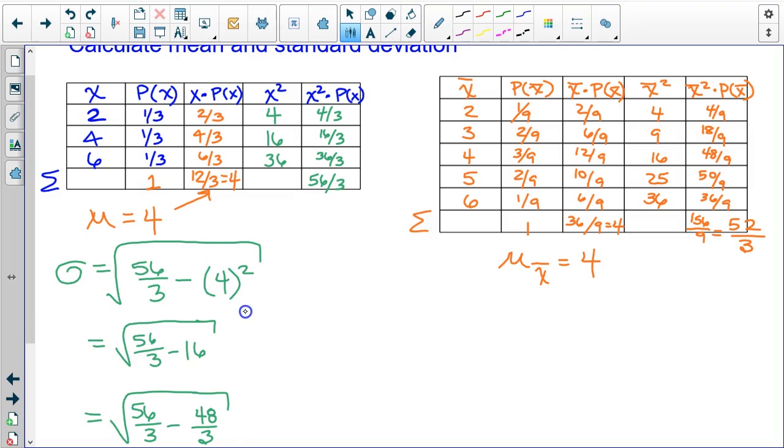This is why, though. I feel like you'll appreciate it more and probably remember it better because you have to do the work. And yes, you do have to do one of these on your homework, where you actually find the mean over here for the population, then you find it over here, to verify that they are the same. So we are going to find the standard deviation for the X bars, which is the sum of this column, so 52 over 3, minus the mean, so minus 4 squared, and then we square root it.